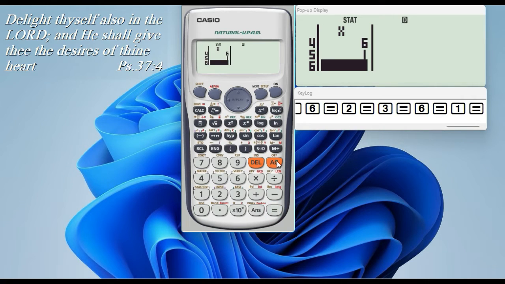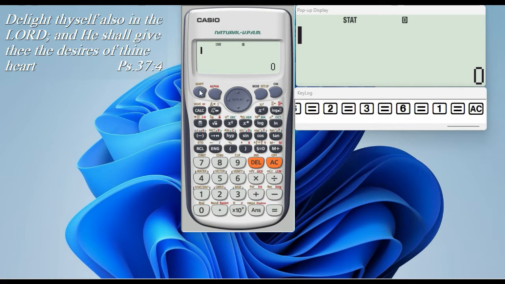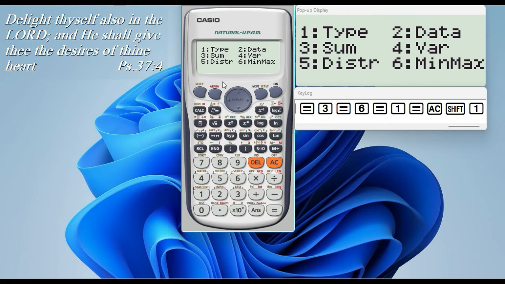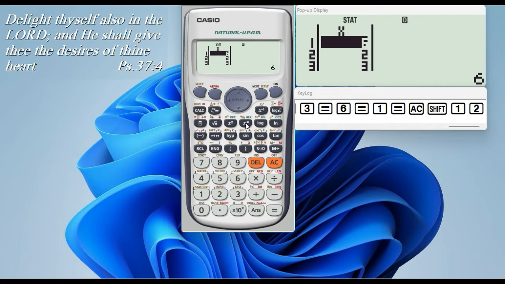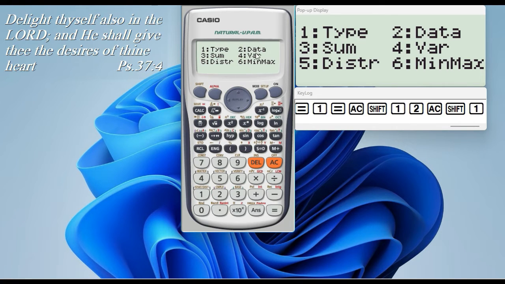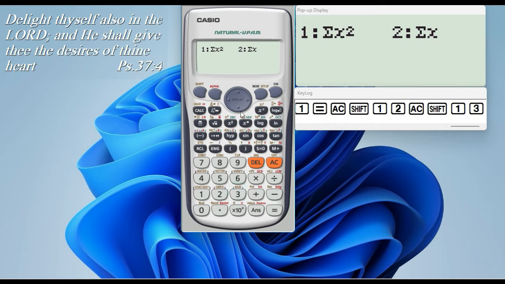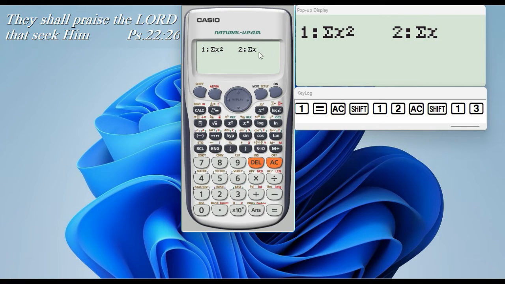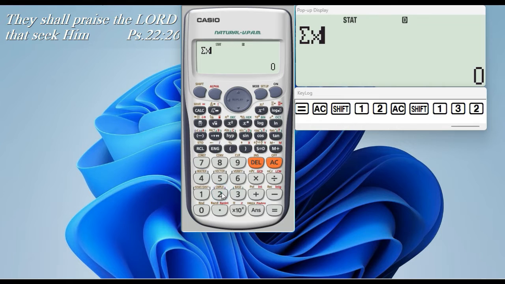Now you press AC and go back to mode. Then you press shift and then 1 to get back your data. Also press shift 1, then choose variable or the sum. If I want the sum, I'll pick the sum, so I can get the sum of x, that's sigma x. If I want sigma y or sigma x squared, I'll pick the first one. So the sum of x is what? 18.